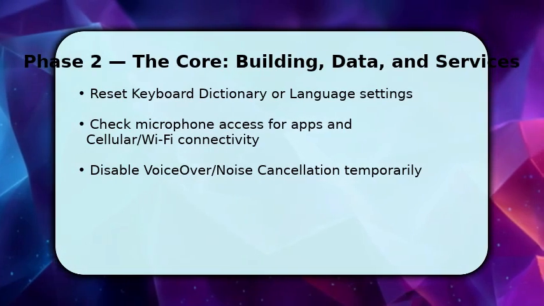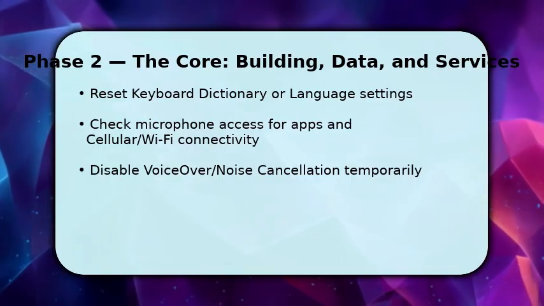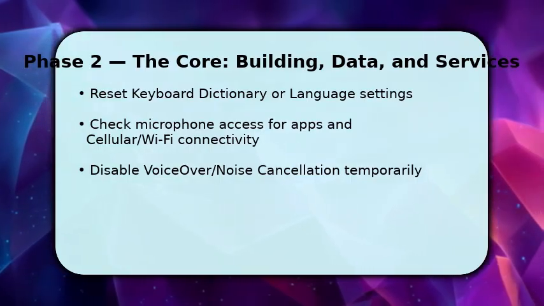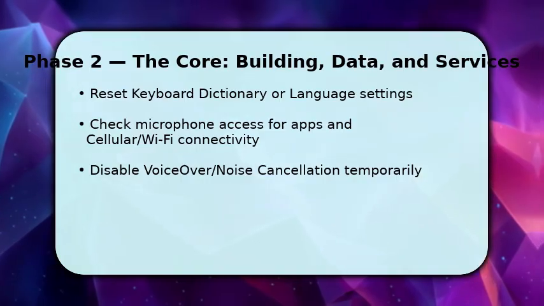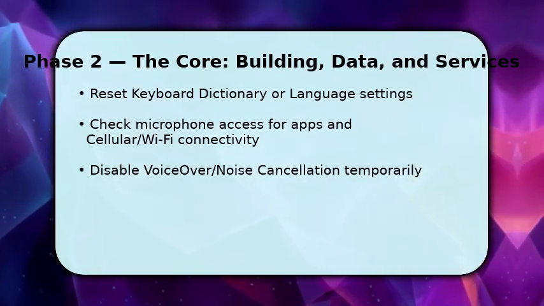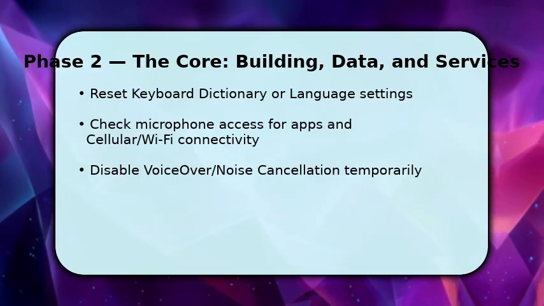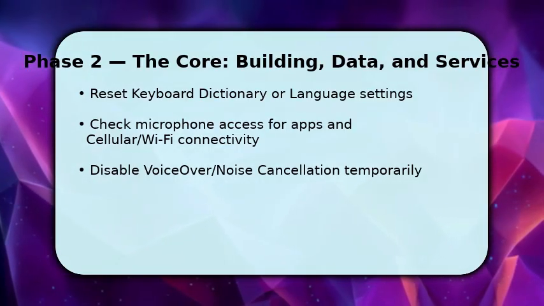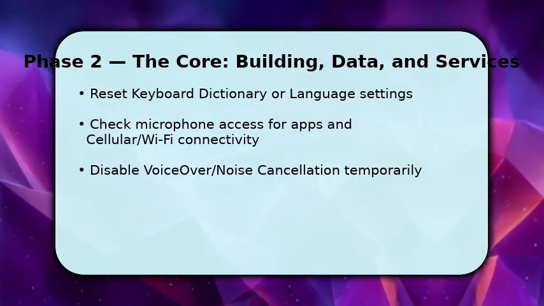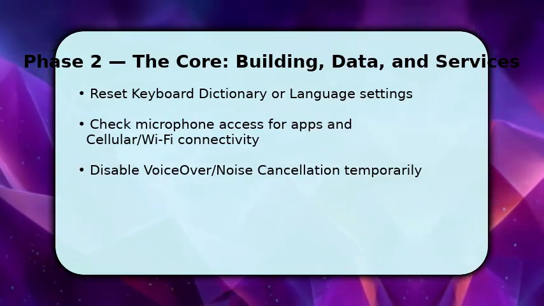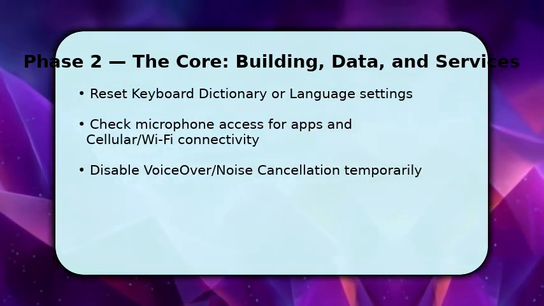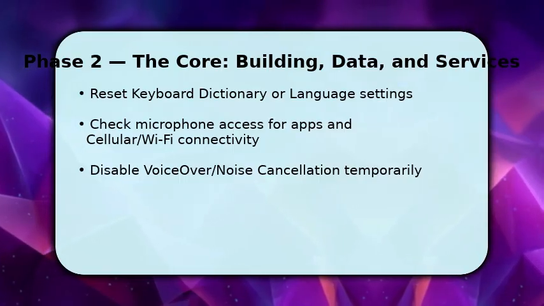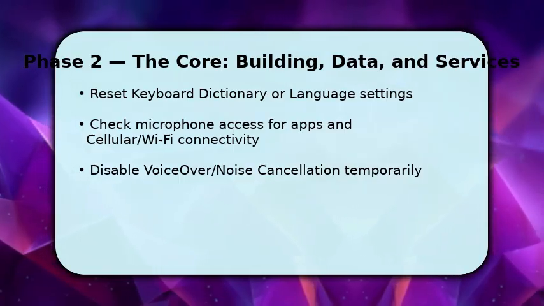Now you tackle the middle steps where most problems hide. Reset the keyboard dictionary to remove bad learned entries and confirm the correct dictation language so models match your speech. Make sure microphone access is granted to the app you use and verify Wi-Fi or cellular is stable, because server-assisted dictation needs connectivity. If accuracy is poor, temporarily disable VoiceOver or noise control features. They can affect input routing.